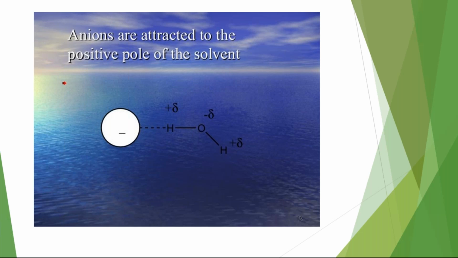Similarly, cations are attracted towards the negative pole. In case of water, the negative pole is oxygen because it has unshared pairs of electrons. And anions are attracted towards the positive pole of the polar molecules. In case of water, the positive pole is hydrogen. The ion dipole bond holding anions to water is known as hydrogen bond.